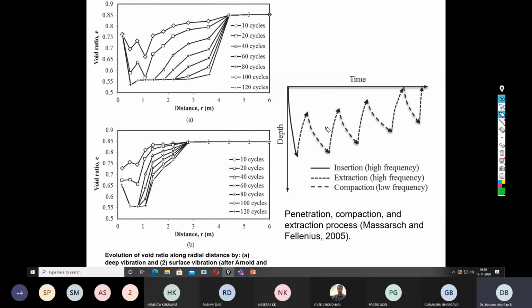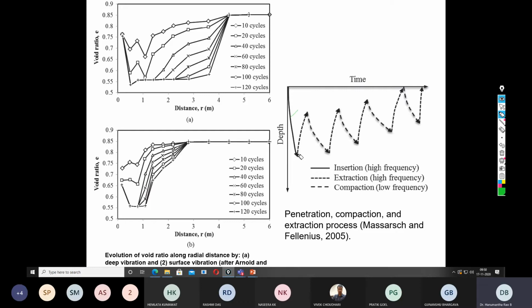First, let us try to understand the right side diagram, which is time versus depth. There are basically three fundamental steps involved in the vibroflotation technique. First of all, we insert the probe up to the desired depth. So this is probe insertion, insertion of the probe with a high frequency.